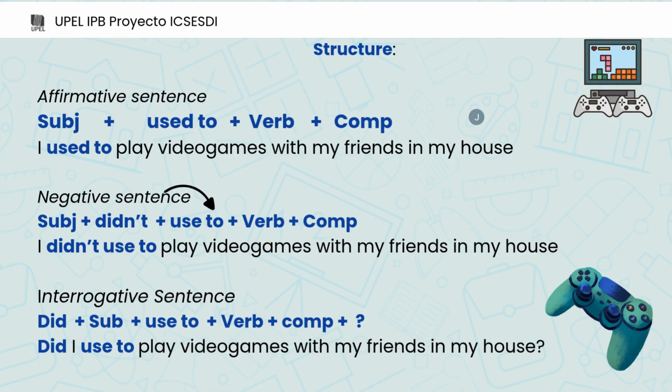Then let's practice the interrogative sentences. For you to form an interrogative sentence, first you have to write the auxiliary "did," then the subject plus "use to" with no D, the verb, the complement, and the question mark. Remember, we're working in past simple tense. That's why we're using the auxiliary "did." Let's read it. Did I use to play video games with my friends in my house?